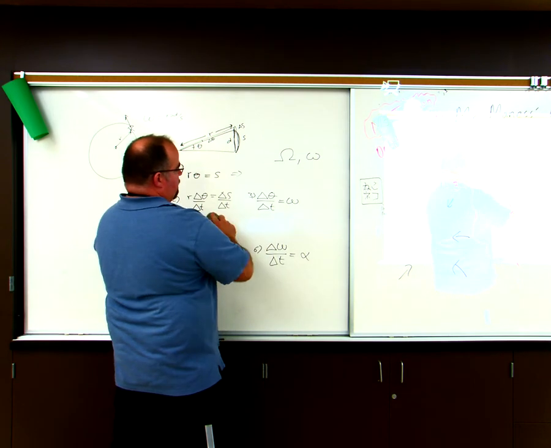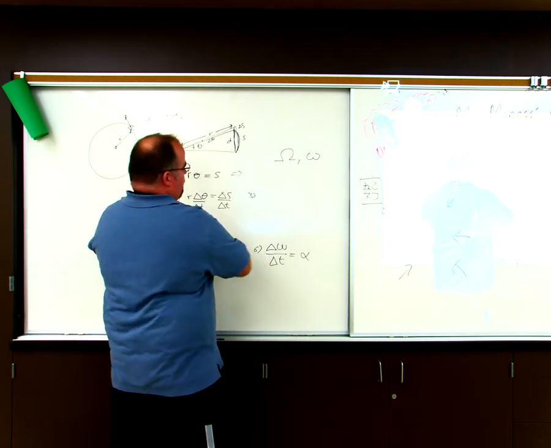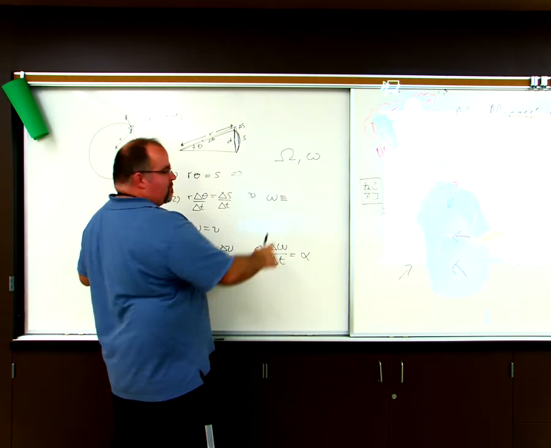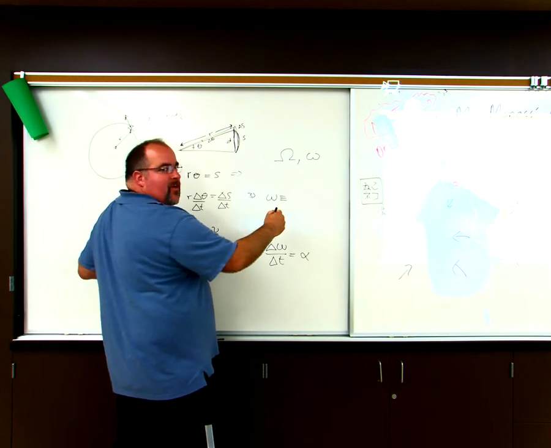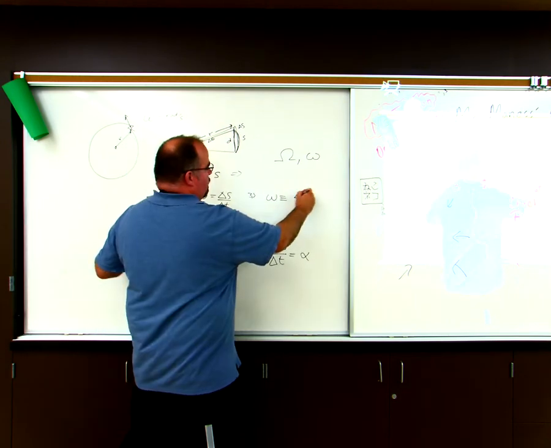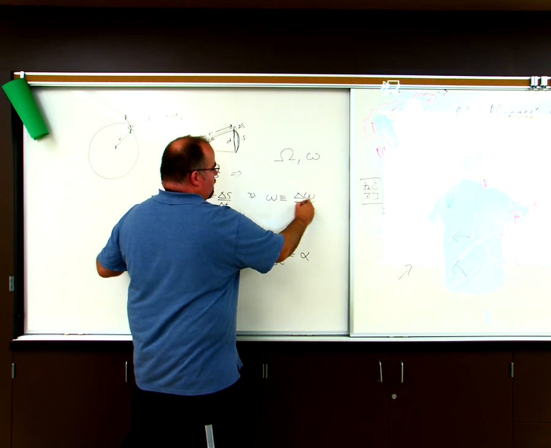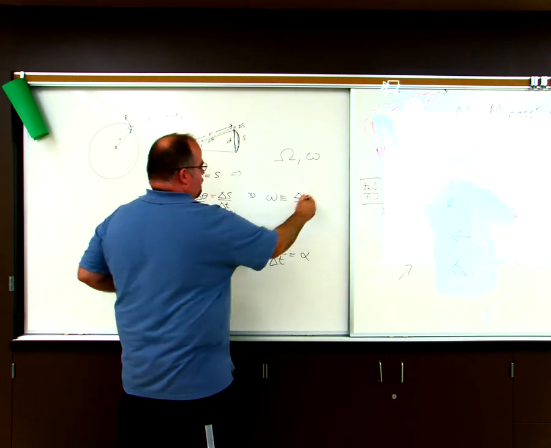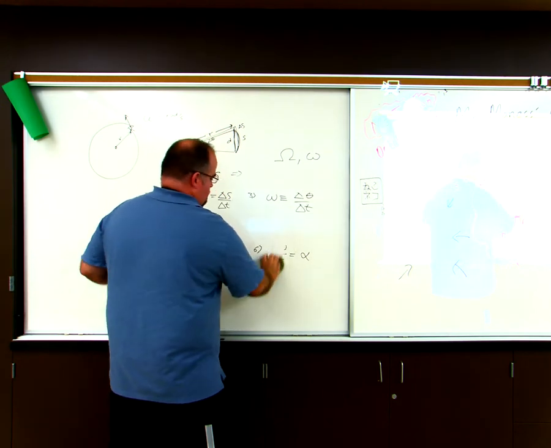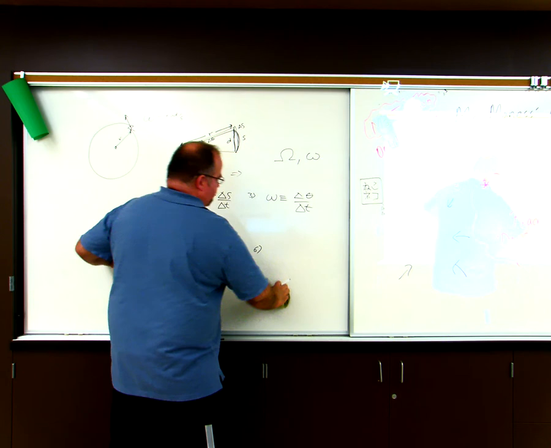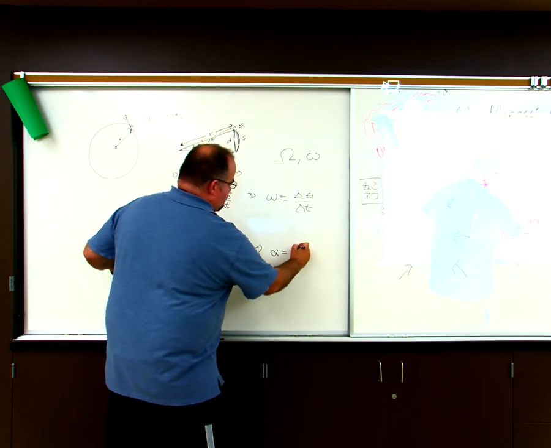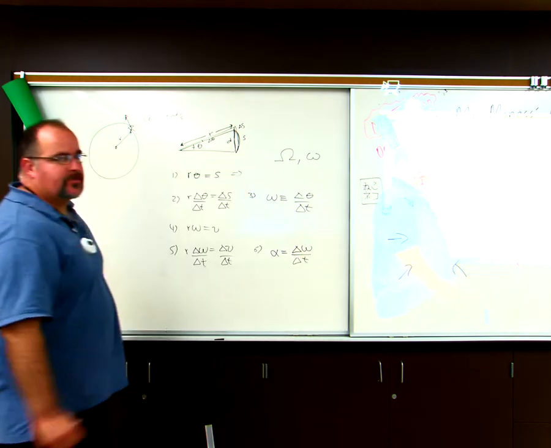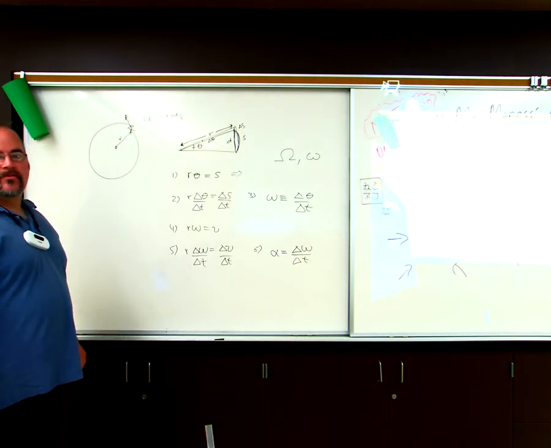I'm going to flip this around, and I'm going to use the three-line equal sign. Have you guys seen that? That means I'm defining it. I didn't derive it, I'm defining it this way. Omega equals delta theta over delta t. And this one is alpha equals delta omega over delta t. Questions?